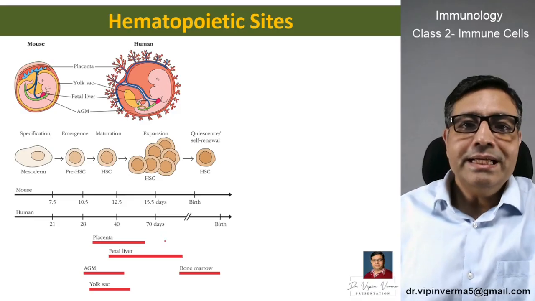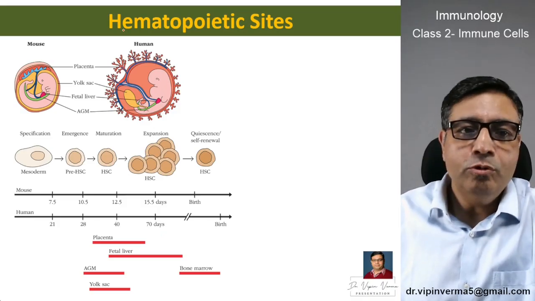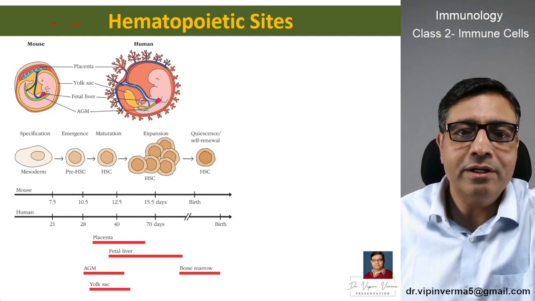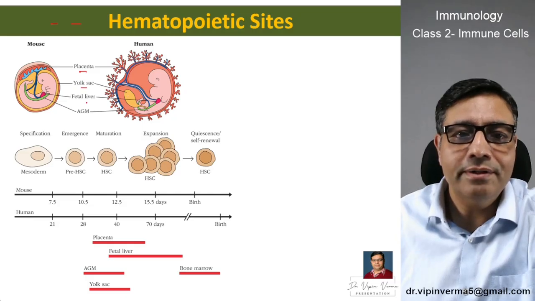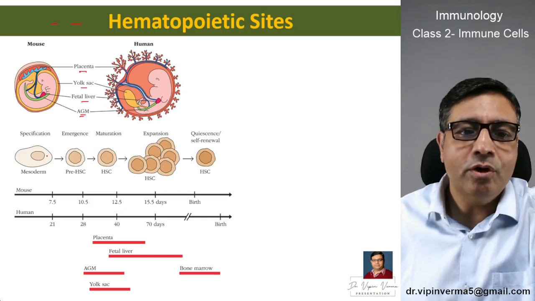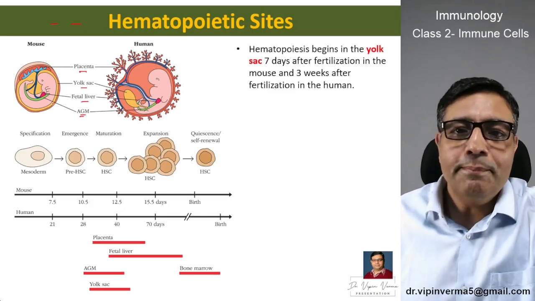So this is the hematopoietic site in mouse and in embryo. You can see both the embryos are almost at the same stage. You can see here the placenta, right? Here it is the yolk sac, which is the yellow color. Here you can see the fetal liver, which is of this pink color. And then you see here is the AGM. Okay, what is AGM? I will just define it for you. Now, look at the picture.